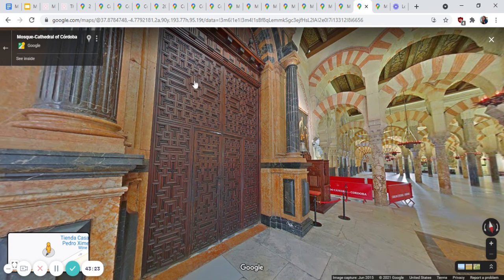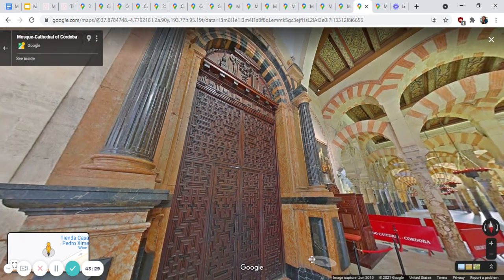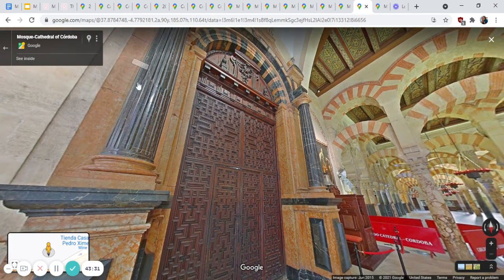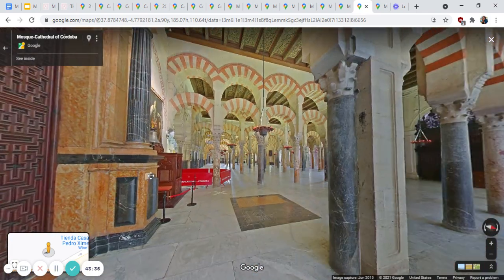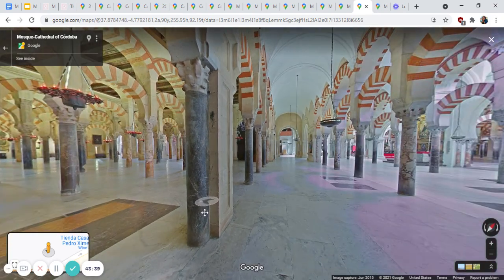I just like the door, so I'm making you all look at it with me. I found it very interesting. I know nothing about it, but it's a neat door. I'm sure this is an after-period edition with the gold and black and columns. They have little tombstones built into the floor all throughout.